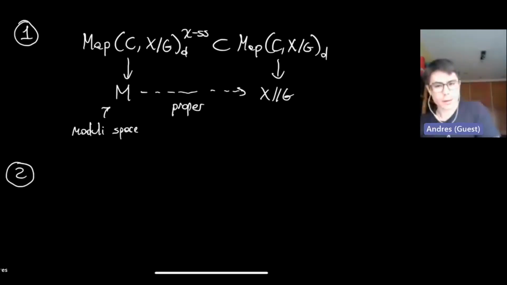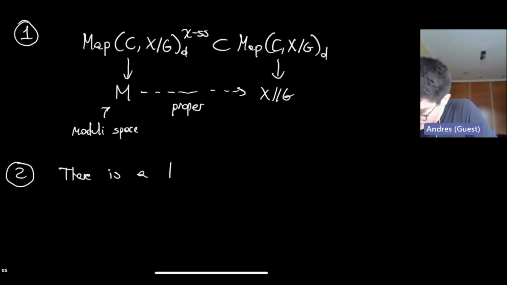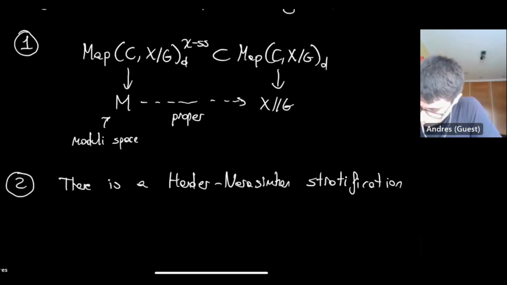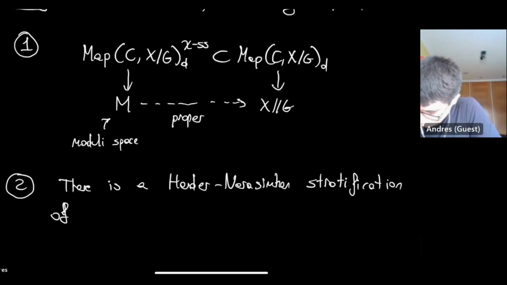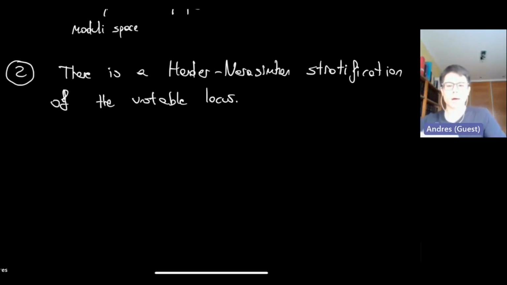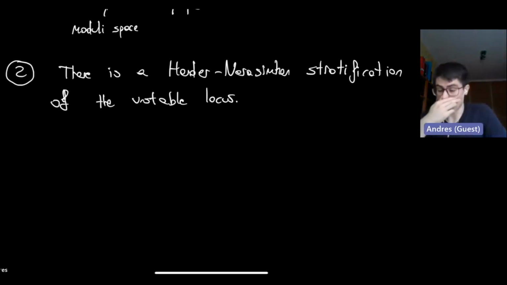Now I would say this is the main theorem, which is there is a Harder-Narasimhan stratification of the unstable locus. And it can again be understood recursively in terms of, in some sense, lower complexity data.